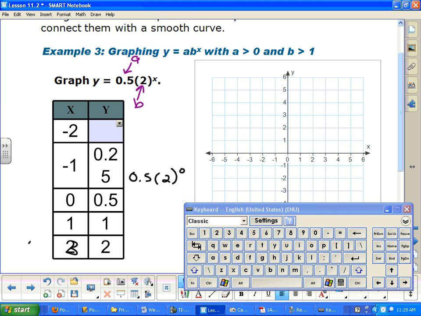And what's half of 0.25? Why not fix that? Well, what's half of 25? 12.5, right? So half of 0.25 would be 0.125.